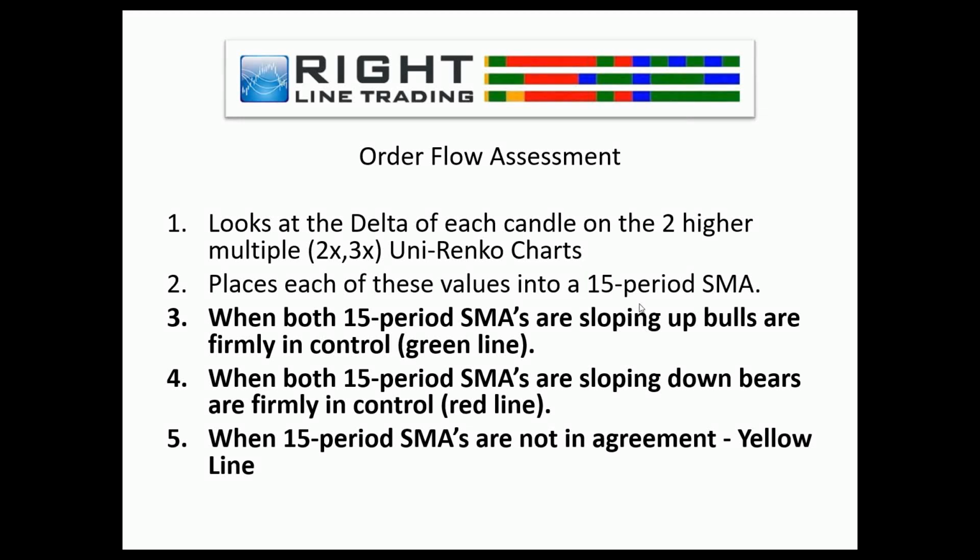We totally ignore any market delta values coming from the trading chart. These come off the higher time frames and they're going to lead price. And they're based on the smooth 15-period SMA slope. Now, when the 15-period SMA slopes are not in agreement, you're going to get a yellow line and you're not going to trade. The auto trader will not take a trade. Most important thing for an auto trader to define is chop. And it's very difficult sometimes.